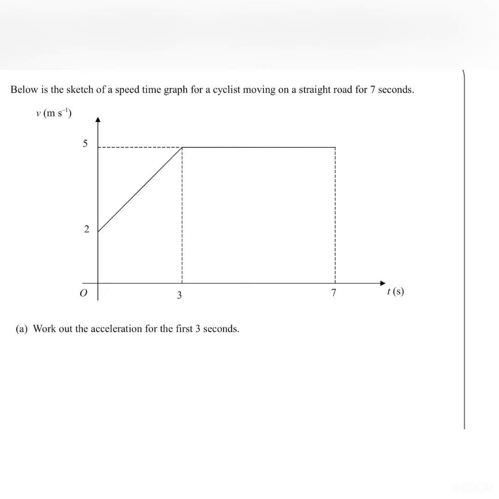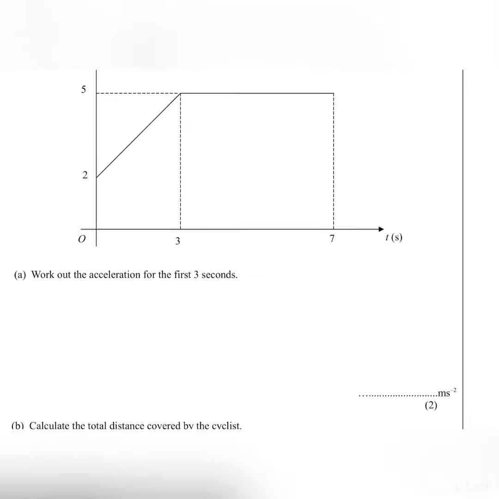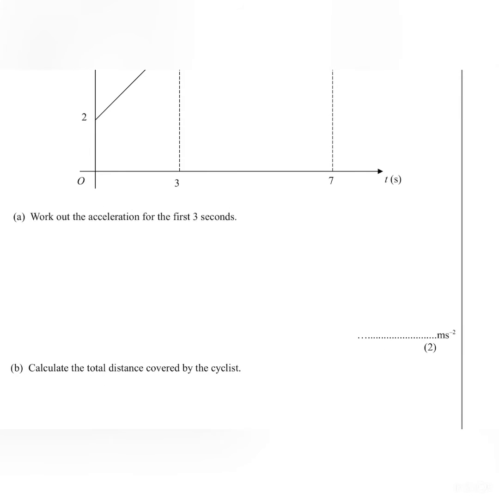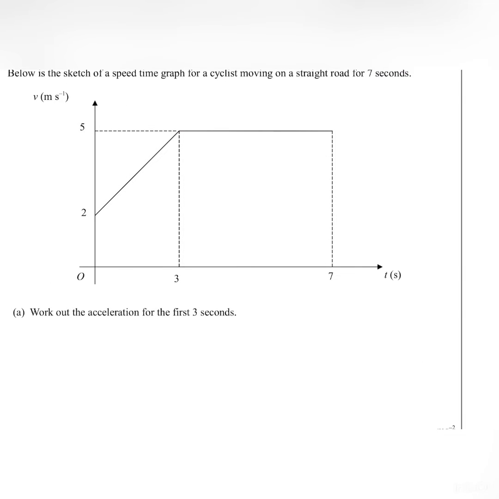Okay, question number 1. It says, below is a sketch of a speed time graph for a cyclist moving on a straight road for 7 seconds. Work out the acceleration for the first 3 seconds. And part B is to calculate the total distance covered by the cyclist. So 2 things you have been asked to complete for this question.